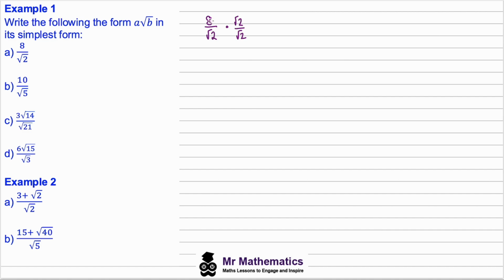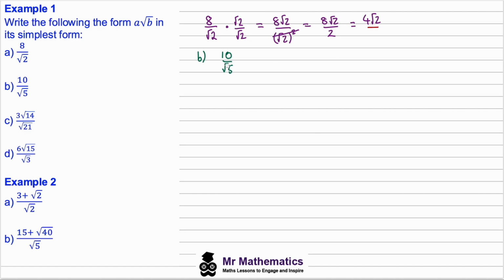But what will happen is we'll have 8 times root 2 for our numerator. Then for our denominator, we'll have root 2 squared. And when you square the square root, these two will cancel. So what we're left with is 8 root 2 over 2. And this will simplify. 8 divided by 2 will make 4. So we've got 4 root 2. Okay? So to rationalize the denominator, we need to multiply the numerator and the denominator by the denominator in the original fraction. So if we look at example B, we've got 10 over root 5.